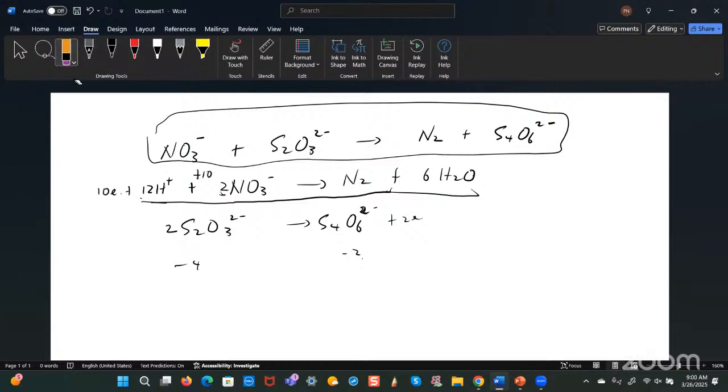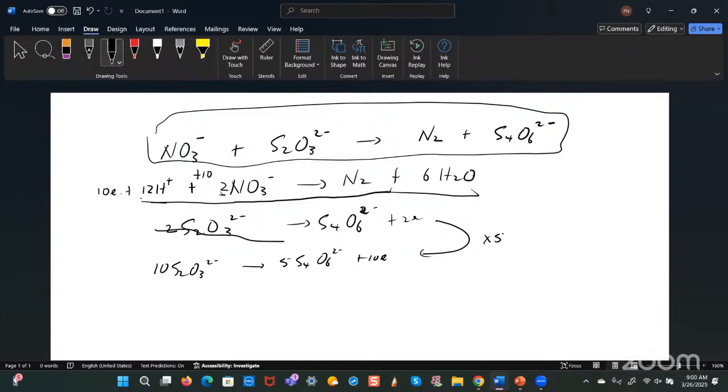So now that we have done that, what's the next step? How do you achieve that? In this case, we only have to multiply the second equation by what? 5. Exactly, so you multiply this by 5. We're going to end up with 10 S2O3 2-, to give 5 S4O6 2-, plus 10 electrons, right?